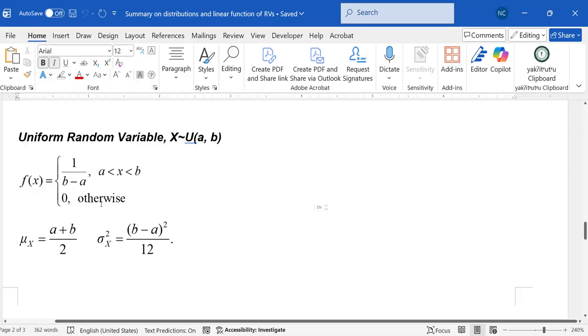Uniform is the simplest distribution. You need to know the density function, the mean, and the standard deviation or the variance. The formulas should be on your note sheet.